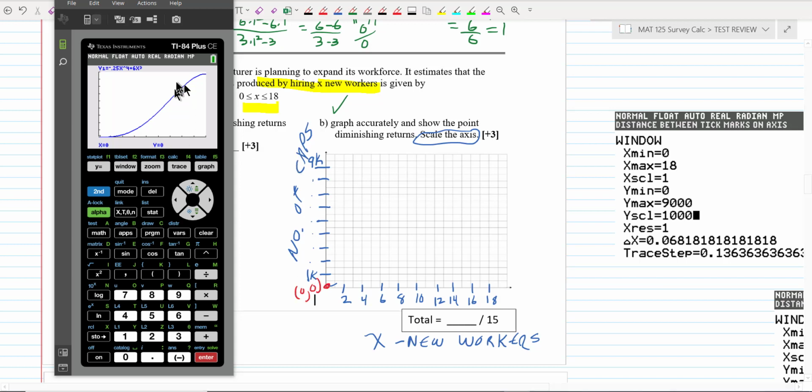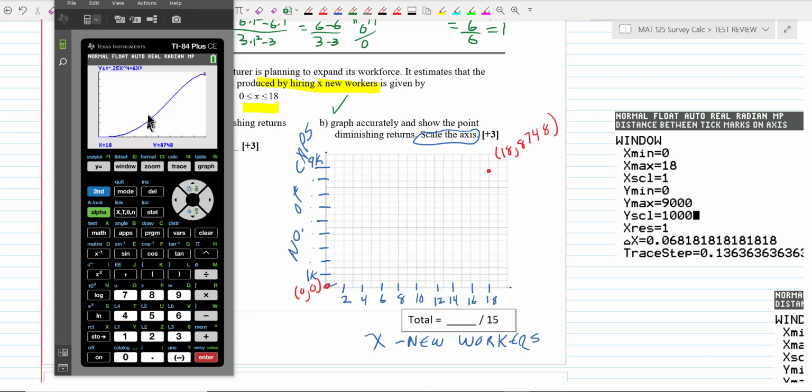Just label it. You probably want to label the last point, so if you trace at 18, go over to 18, and that's up about, and you don't have to be perfect. Here's 9,000, so it's somewhere in there, but go ahead and label it: 18, 8,748, like that.